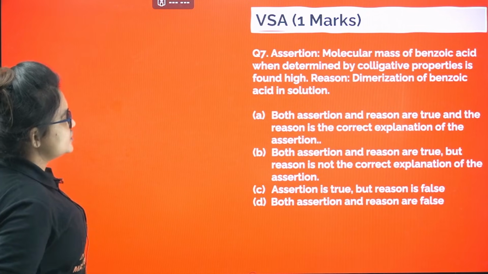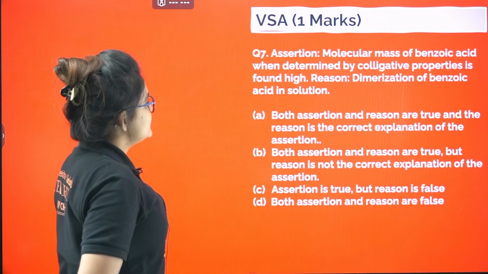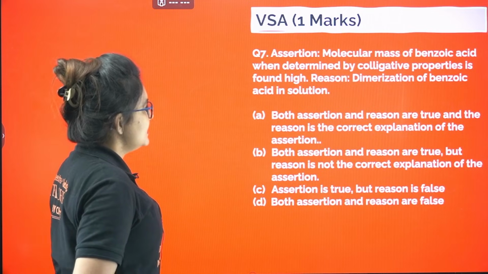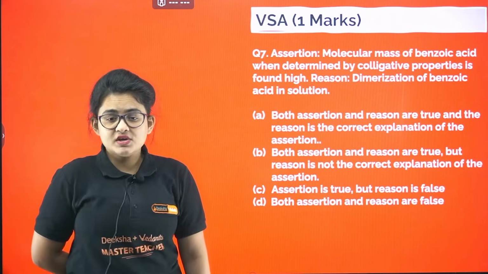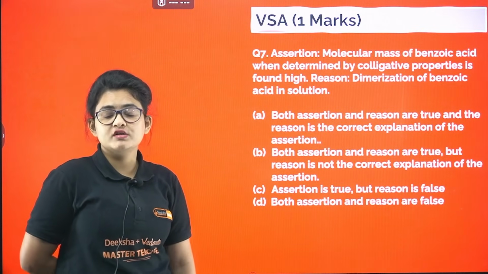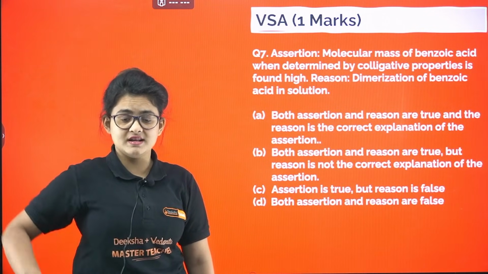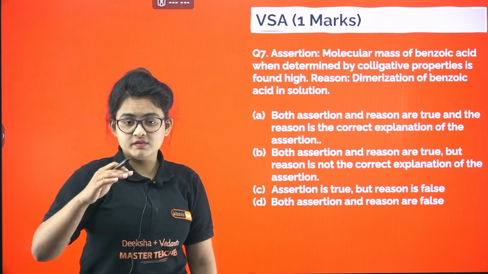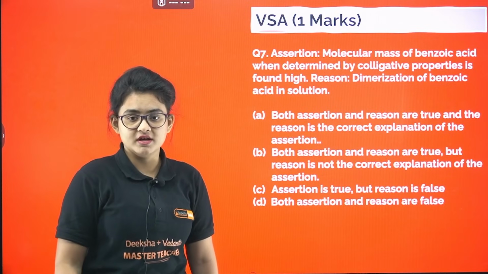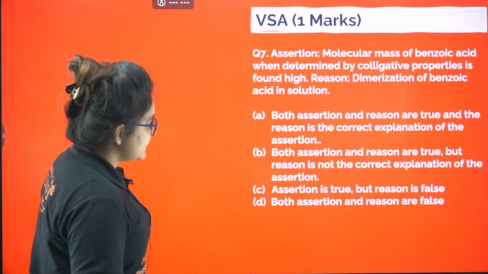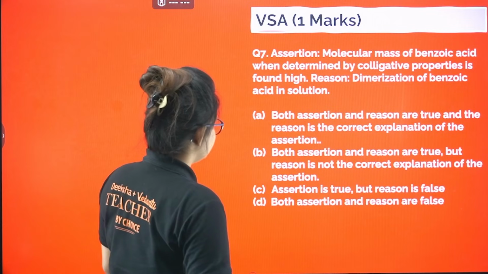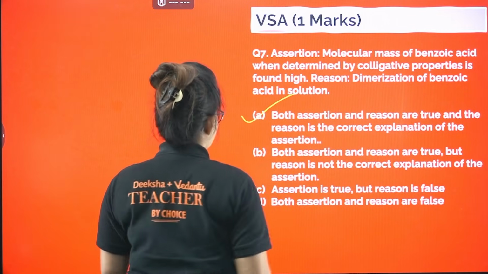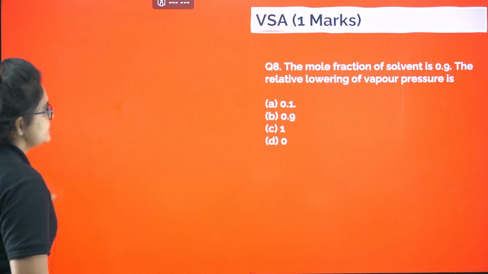Assertion reason type of question. Molecular mass of benzoic acid when determined by colligative properties is found high. Reason: dimerization of benzoic acid in solution. Yes, absolutely, because benzoic acid, through intermolecular hydrogen bonding, dimerizes. As a result, 2 units of benzoic acid get merged, so definitely the effective molecular weight will be higher than the initial one. So both are correct. Your answer is: both assertion and reason are true, and the reason is the correct explanation of the assertion, option A. Let's proceed further.